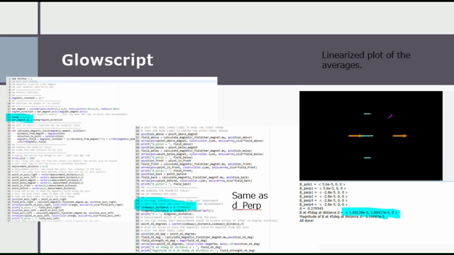Now that I have the data in person, I ended up making a Glowscript where my code tried to find the magnitude of B. I changed the magnitude of mu right here. It's kind of hard to see, but I changed it to my value, which I found to be 4.375 in the previous section. Then I call it a sideways distance, but this is the same thing as d perpendicular, and so I changed that to my value right here, and this is what my diagram ended up looking like. If you look at the values, it was pretty similar to what I ended up getting.